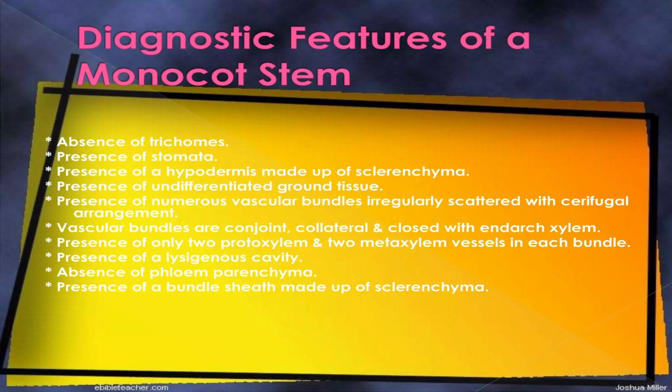The phloem lies above the xylem. The phloem is composed of sieve tubes and companion cells. In monocotyledons, there is no phloem parenchyma, and the broken members of the phloem found above the phloem are called protophloem. Next, the diagnostic features, the important highlights of the monocot stem.